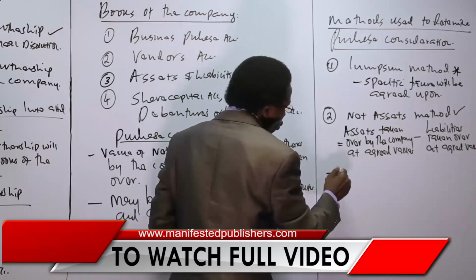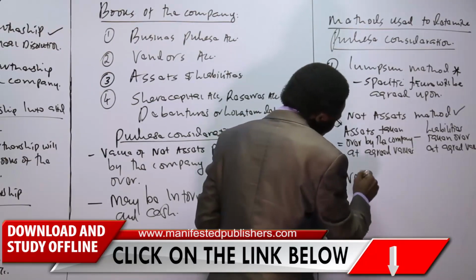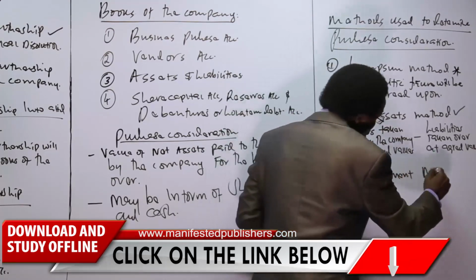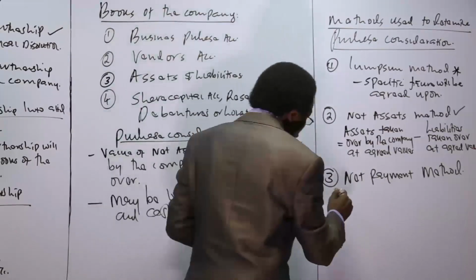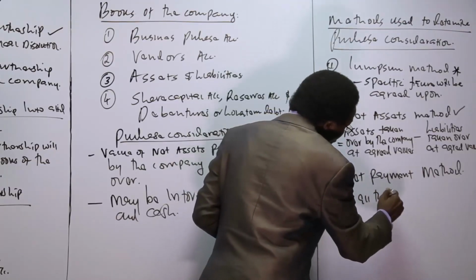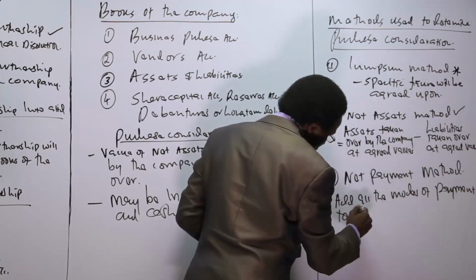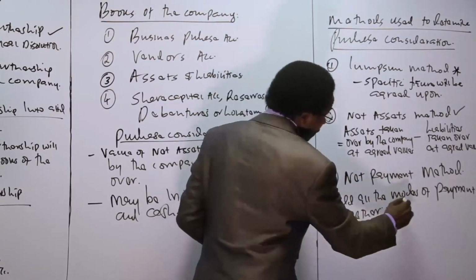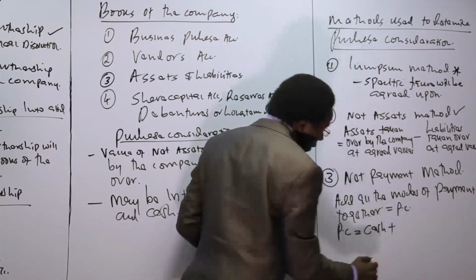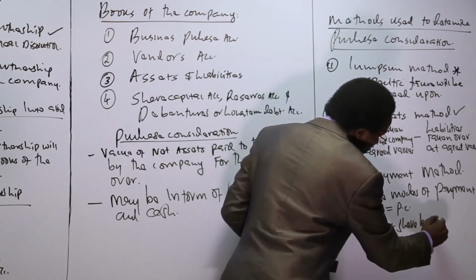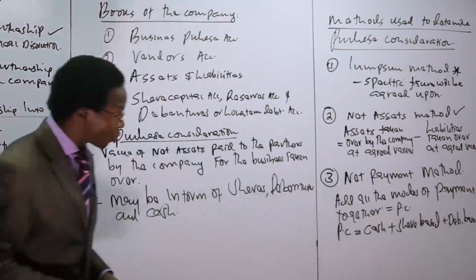But we have the other method, which would not be used at this level, the net payment method. Under the net payment method, we are going to add all the modes of payment together, and that will be the purchase consideration. For example, the purchase consideration is equal to the cash payments, plus the share based payments, plus the debenture based payments, and that will be the purchase consideration. So those are the methods.